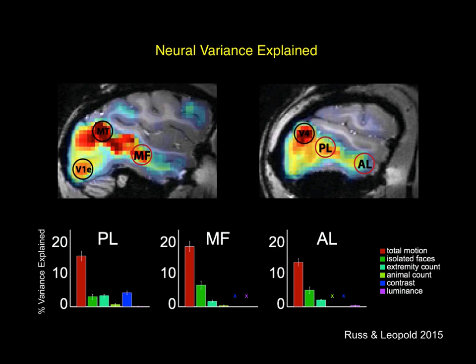So between having orthogonal variables and the stepwise regression, we can show that it's not just that the faces are moving that's driving this, it's that the whole scene is moving that's driving these areas. And then on top of that, or underneath that, there's a face response. It only modulates the area a little bit compared to the actual motion in the scene.